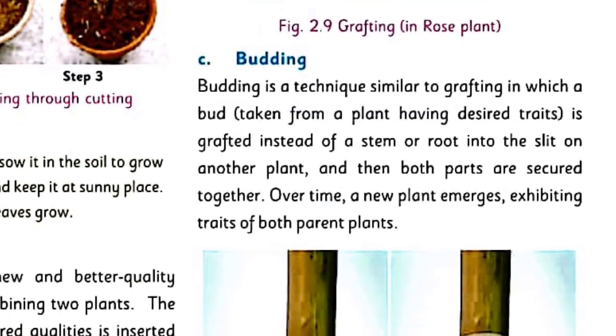C. Budding. Budding is a technique similar to grafting in which a bud is grafted instead of a stem or root into the slit on another plant, and then both parts are secured together. Over time, a new plant emerges, exhibiting traits of both parent plants.